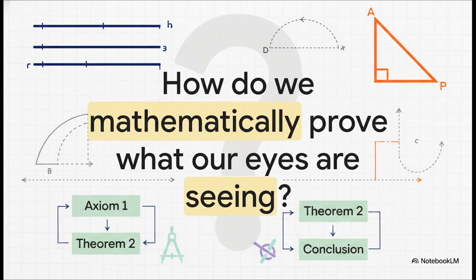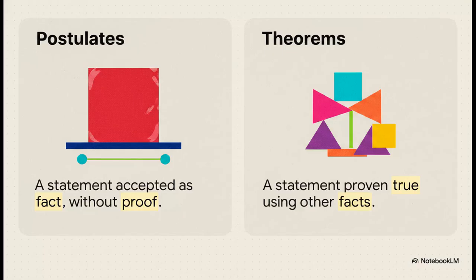If two lines look parallel, how do we know for sure? If an angle looks like 90 degrees, how do we prove it beyond a shadow of a doubt? Well, we do this by communicating mathematical ideas through proofs. To actually build a proof, you've got to understand the difference between your two main logical tools, postulates and theorems. Think of a postulate as our baseline. It's a statement so fundamentally obvious we just accept it as true without needing a proof.